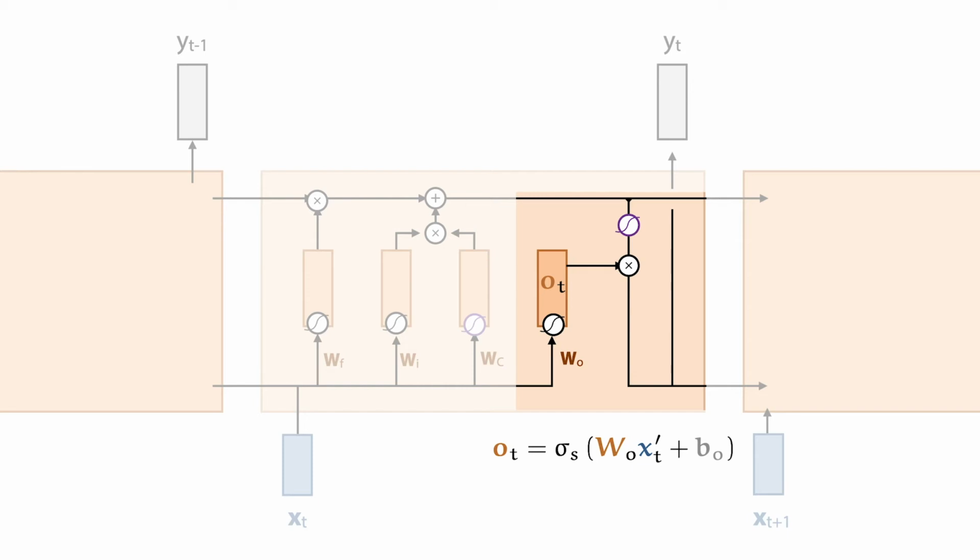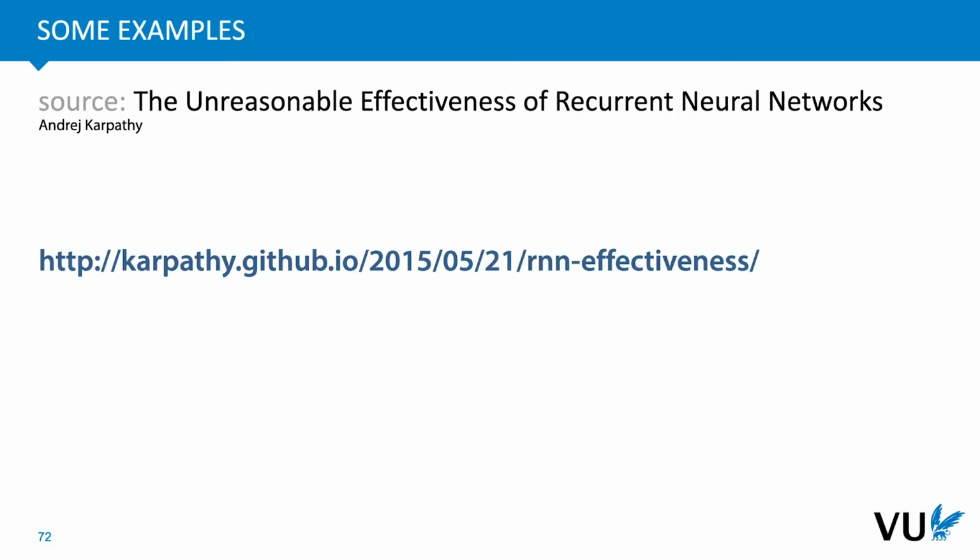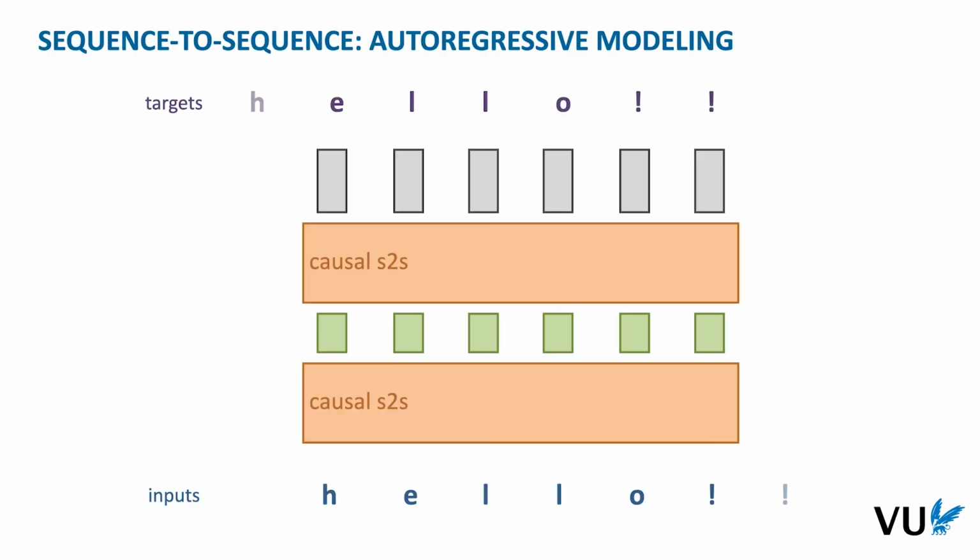So to show you why the LSTM is such a big deal, I've taken some examples from a blog post called The Unreasonable Effectiveness of Recurrent Neural Networks by Andrej Karpathy, where he explains most of the things I've explained in this and the previous video. And he finishes up with some autoregressive modeling examples using an LSTM. So we saw this in the first lecture already.